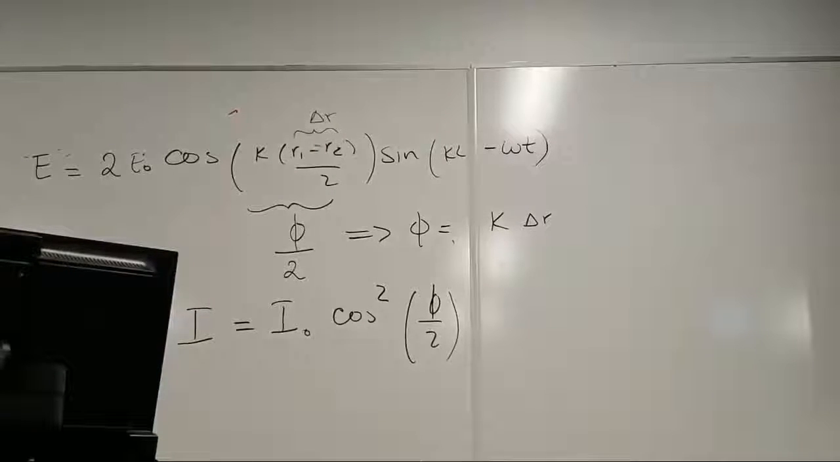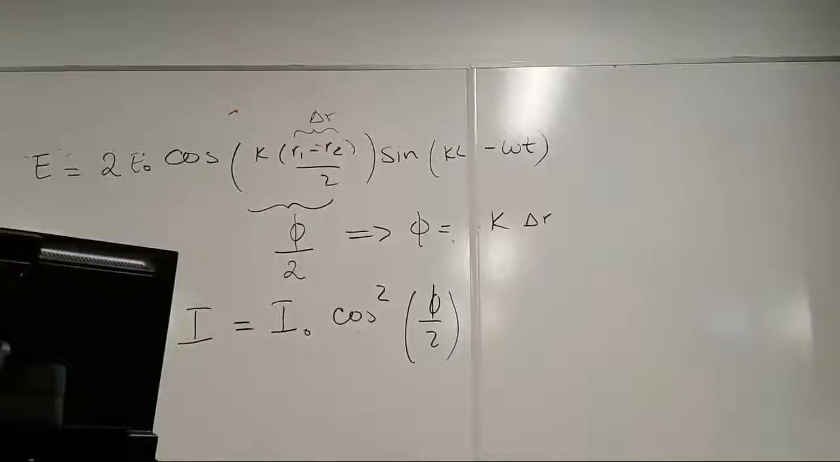If you wanted the intensity to go to 0, what should be that angle? 180? Pi, 3 pi? Sorry? You said it so low that I cannot hear you, but let's assume that you said this. I'm assuming that you said this.